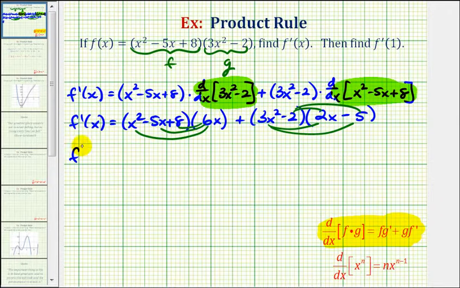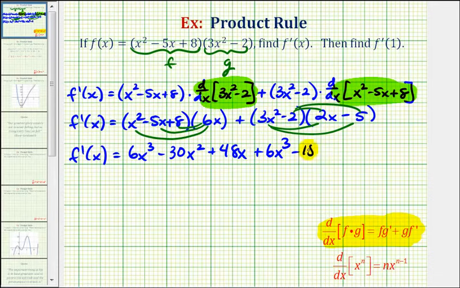So we have f prime of x equals 6x to the third minus 30x squared plus 48x. Now for this product, we'll have plus 6x to the third minus 15x squared minus 4x, and then finally plus 10. Now we'll go ahead and combine like terms. There are 2 x to the third terms. There are 2 x squared terms. And there are also 2 x terms.